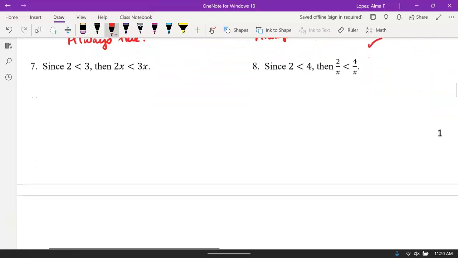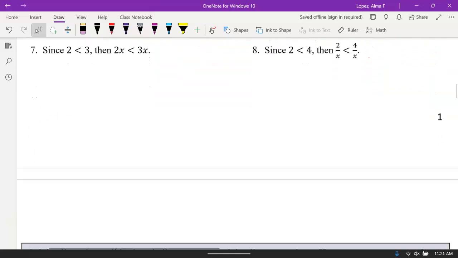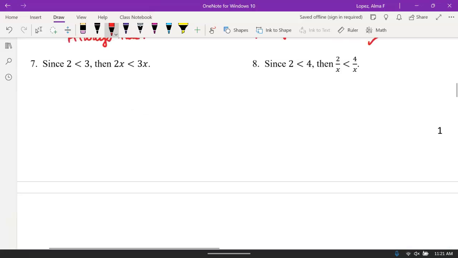Now let's try multiplication and division and see which ones of these are true or false. Since 2 is less than 3, then 2x is less than 3x. Okay, let's see if it's true. And I'm going to use my little trick. I'm just going to plug a 2 in for each of the x's. 2 times 2 is 4. That's going to be less than 3 times 2, which is 6. Okay. Let's try a negative 2.